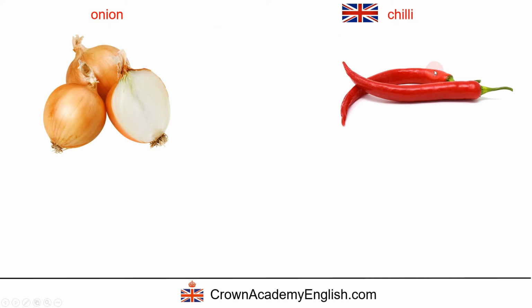And this in British English is a chili. C-H-I. Double L, so there are two letter L's here, and the letter I. This is different in American English. In American English, it is also chili. The pronunciation is the same, but there is only one letter L. Okay, chili. And these are very hot and spicy vegetables.